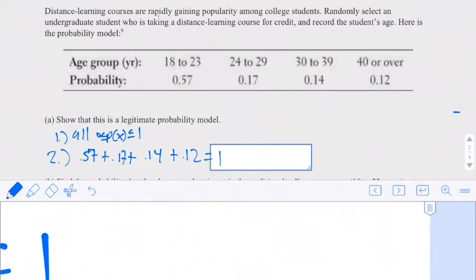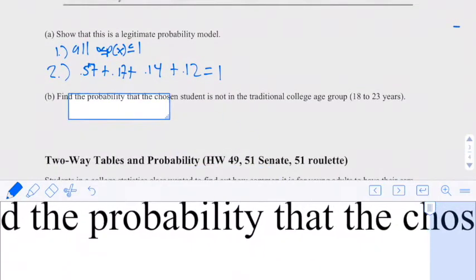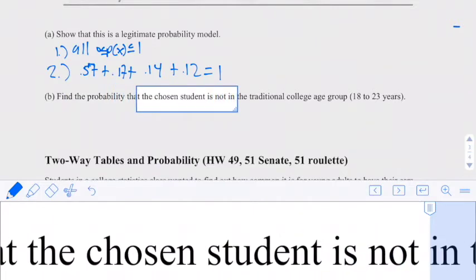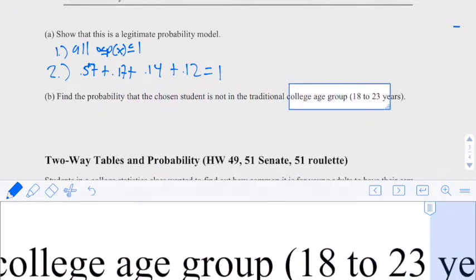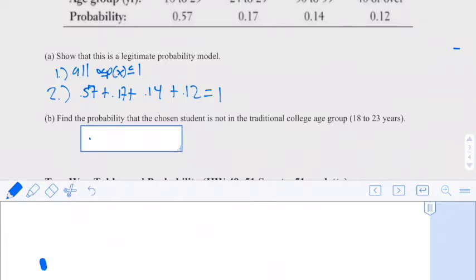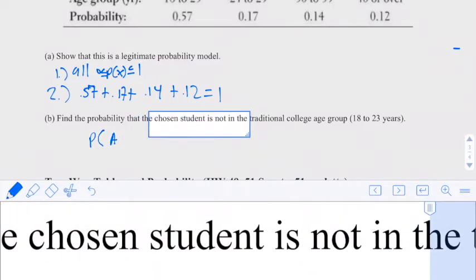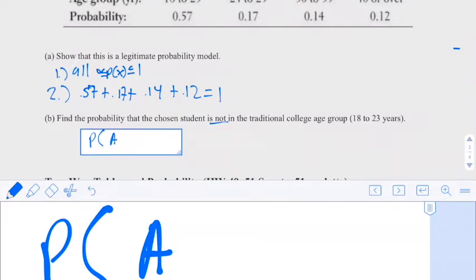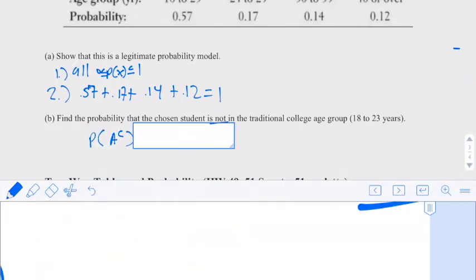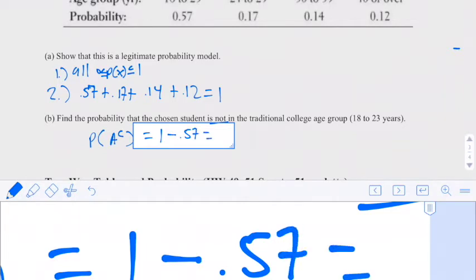And they do. Find the probability that the chosen student is not in the traditional college age group. So what we could do is we have the probability that they're in the age group. Well, that is 0.57, but we want not in that age group, so the opposite. So we want the complement of this. So we want 1 minus 0.57, which is 0.43.